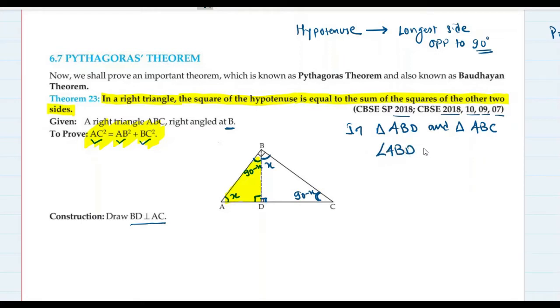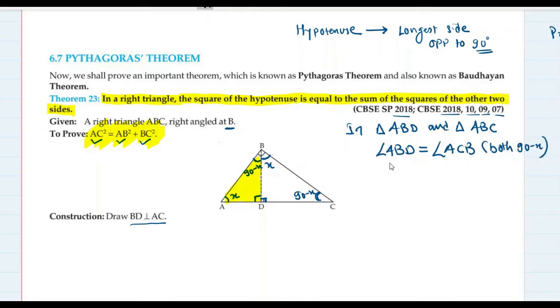Angle ABD equals 90 minus x, right? Can you tell me which angle in the big triangle ABC is also 90 minus x? This one over here. That is angle C. That is how you will write it: angle ABD is equal to angle ACB, both 90 minus x.